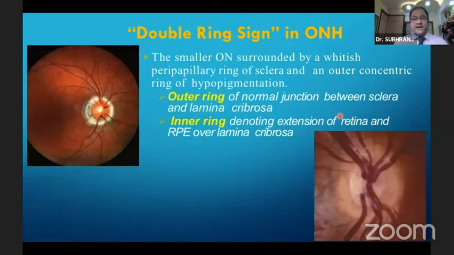Now, coming to the double ring sign that is there. In optic nerve hypoplasia, the smaller optic nerve is often surrounded by a whitish peripapillary ring of sclera and an outer concentric ring of hypopigmentation. The outer ring is actually the normal junction between the sclera and the lamina cribrosa, whereas the inner ring denotes the extension of retina and RPE over the lamina cribrosa.